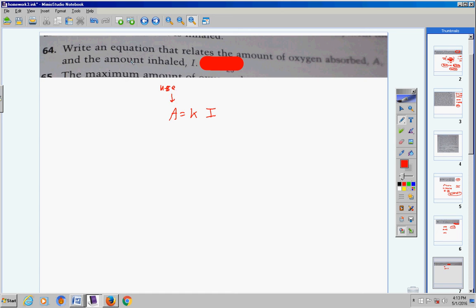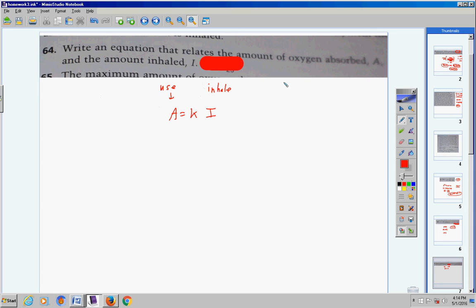That's an S. I should do that again, shouldn't I? A is the amount of oxygen that you use. I is the amount of oxygen that you inhale. So this is going to be bigger than this because you inhale a lot and you only use part of it, okay? So here we go.